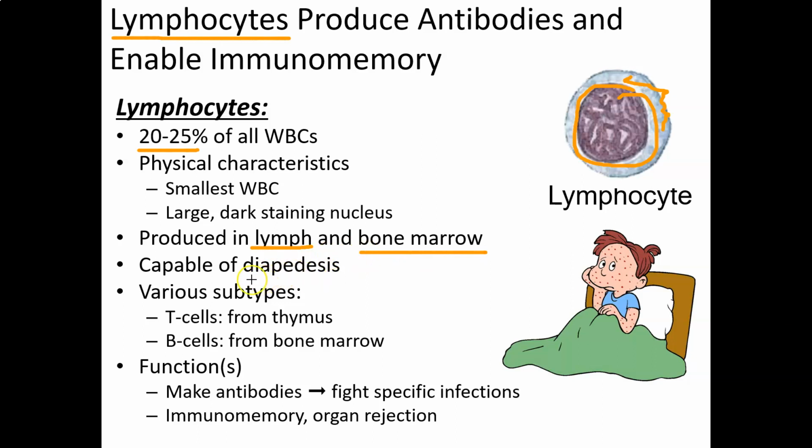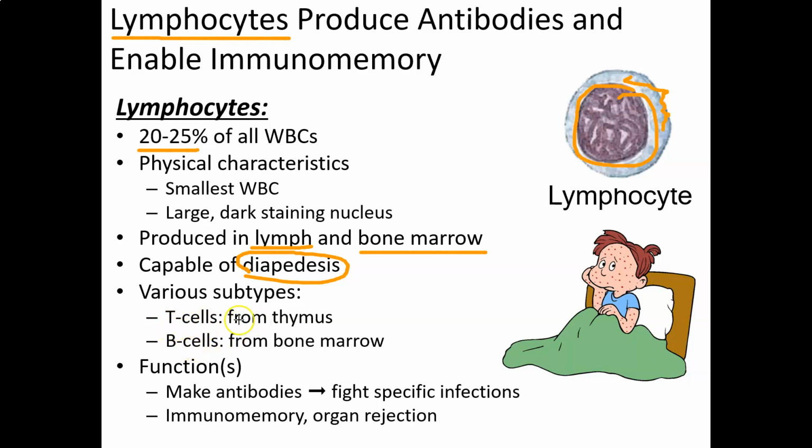Lymphocytes are capable of diapedesis, right? So they can leave the bloodstream and enter the tissue. And again, the only white cell that can't do that, it's the easiest way to remember it, are the basophils. Now there's subtypes, and then there's subtypes of those subtypes. The subtypes we're going to worry about, just to know that they exist, are T and B cells.